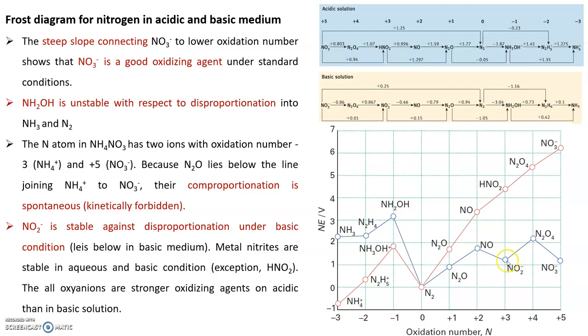Again, NO2 minus, you see, NO2 minus is lying below the line joining N2O4 and NO. So this is stable to disproportionation. That is why metal nitrites are stable in aqueous solution or basic solution, except NO2.